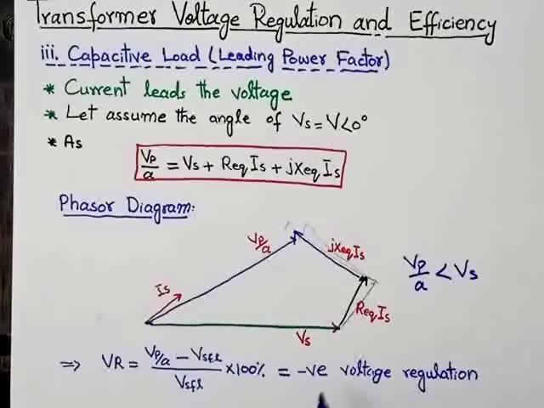So if the voltage regulation is negative, it means the load is capacitive load. If the voltage regulation is positive, it means the load is inductive or resistive load. So based on voltage regulation, we can find out which type of load it is, that is inductive load, capacitive load or resistive load. So now we will discuss the efficiency of a transformer.